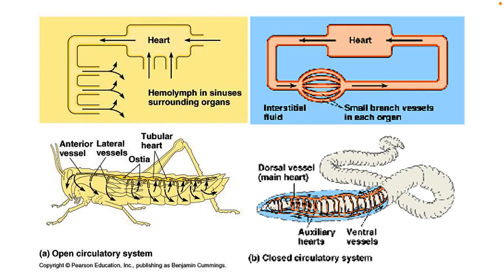So a diagram just comparing an open circulatory system versus a closed. Everything in a closed stays in the vessel, and here it will go into sinuses and then eventually make its way back to the heart. And we don't call the blood their blood, we call it hemolymph.